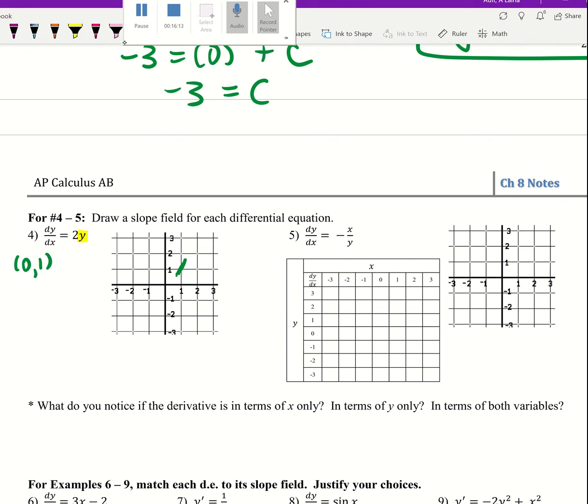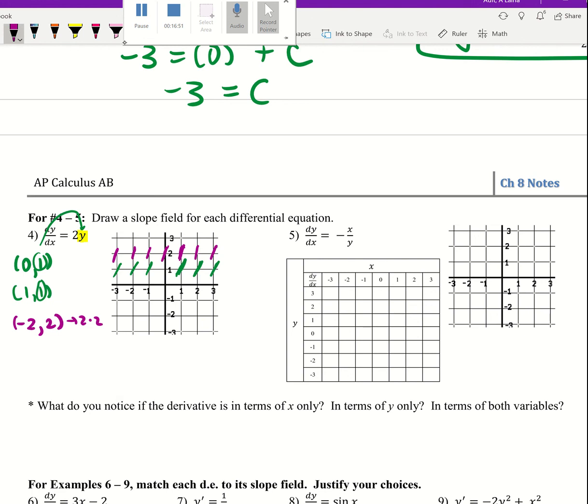Now, if I pick another point with the same y value, like (1, 1), because I'm just plugging in a 1, I'm still going to get that slope of 2 all the way along this horizontal, because this is in terms of y. So when the y values are the same, I'm going to get the same slope. If I change my y values, it technically doesn't even matter what my x's are. I would then get a slope of 2 times 2, which is 4, which is steeper. As long as I can tell they're uphill and steep, we're going to be happy.